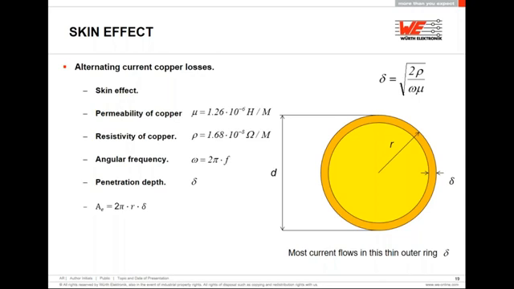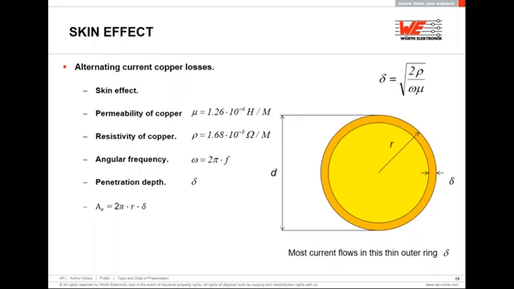The yellow figure on the right shows the cross-sectional area of a round wire with diameter d, radius r, and penetration depth delta. Most current flows on this outer ring delimited by the delta value, or as we call penetration depth.